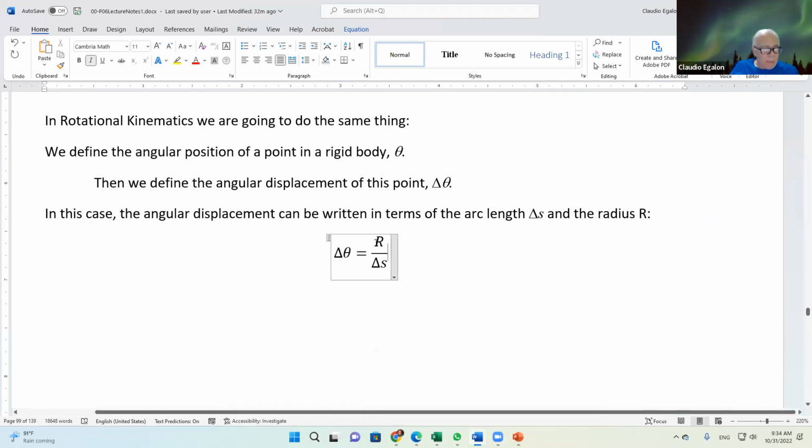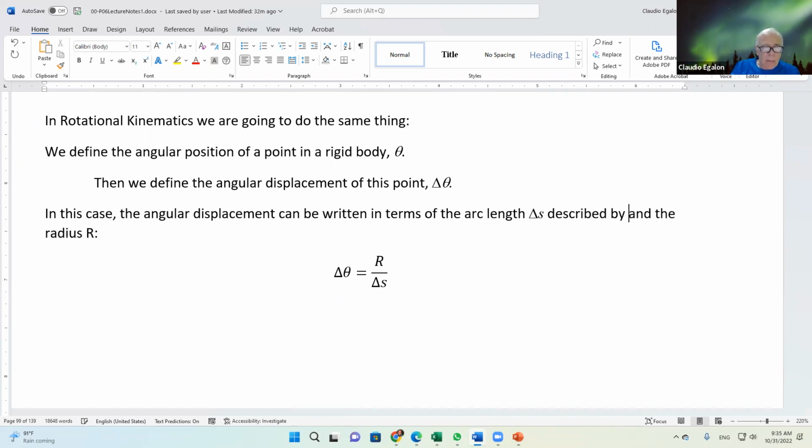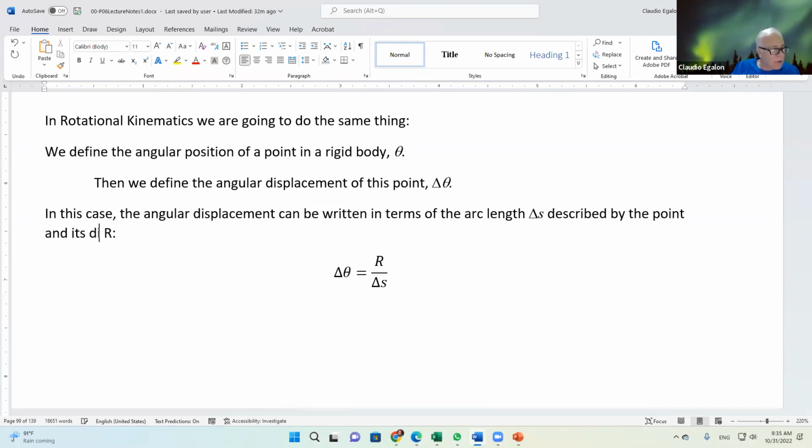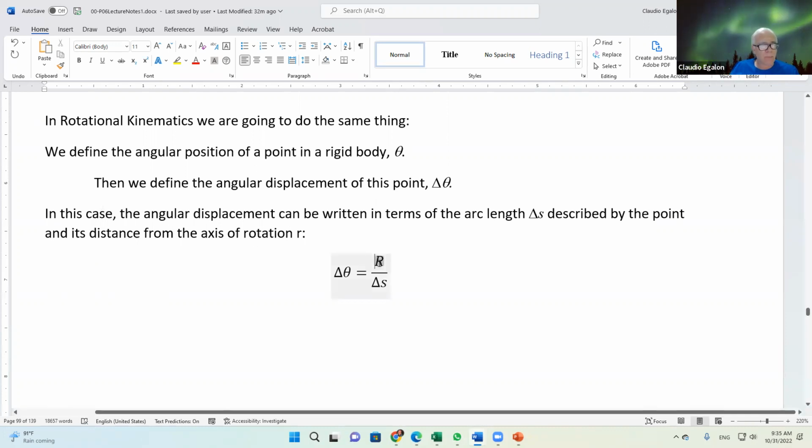Not the radius, but let's see. In this case, the angular displacement can be written in terms of the arc length described by the point, and its distance from the axis of rotation. And instead of calling it big R, I'll call that small r. That would be better, okay?